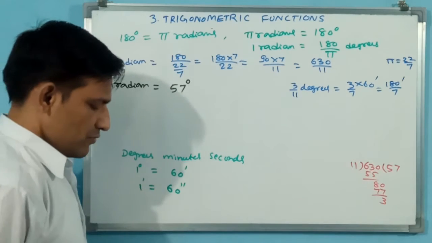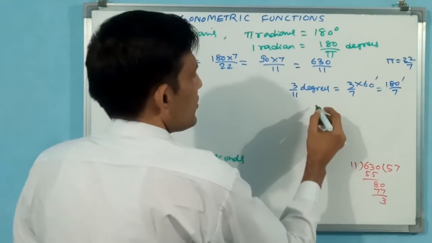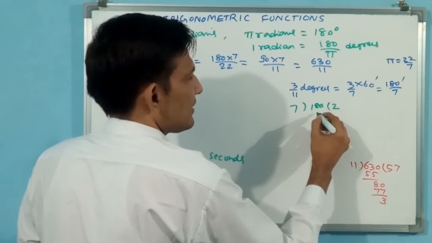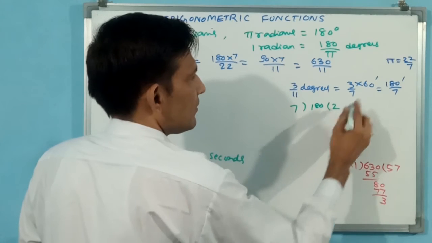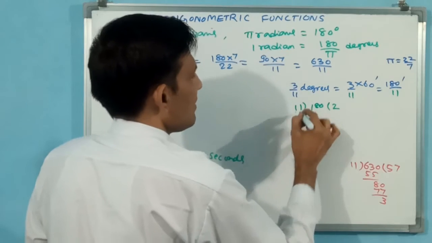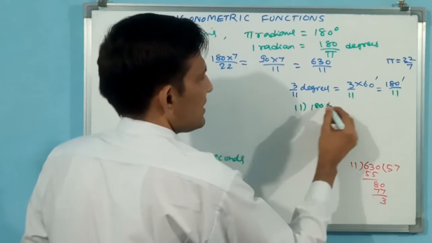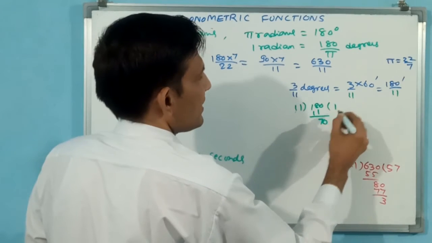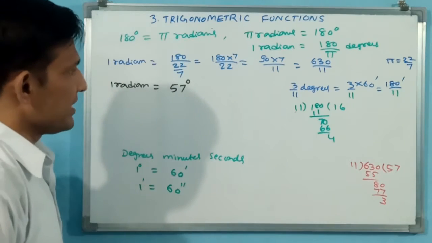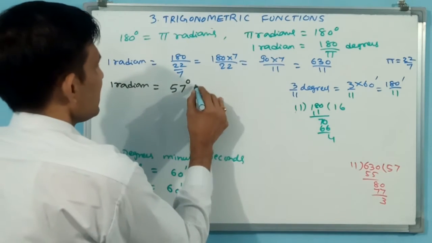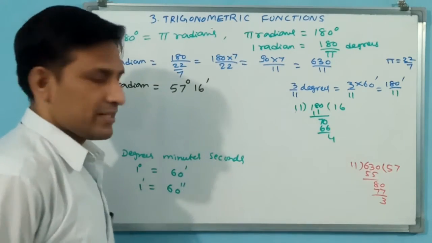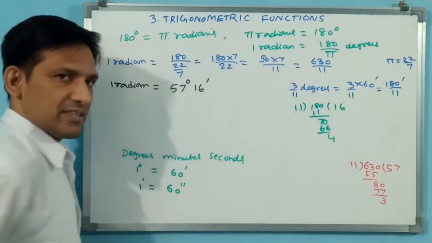Okay, now you see how many minutes are going to come. 180 by 7. No sorry, this is 11. 11 means, see, 11 1s are 11, 11 6s are 66, and 4 remains. So 16 minutes right here. 16 minutes. Okay. Further, 4 by 11 minutes are there. 16 minutes, and 4 by 11 minutes are there still.